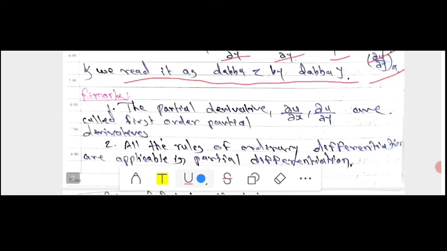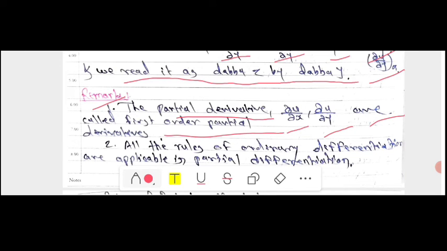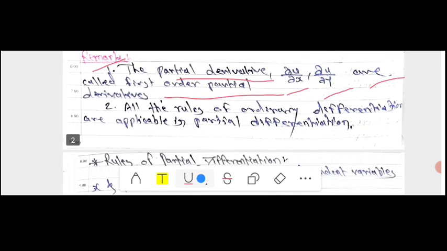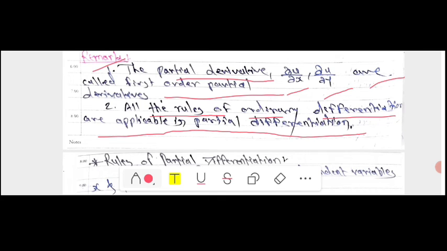The next remark: the partial derivatives ∂u/∂x and ∂u/∂y are called first order partial derivatives. All the rules of ordinary differentiation are applicable in partial differentiation.